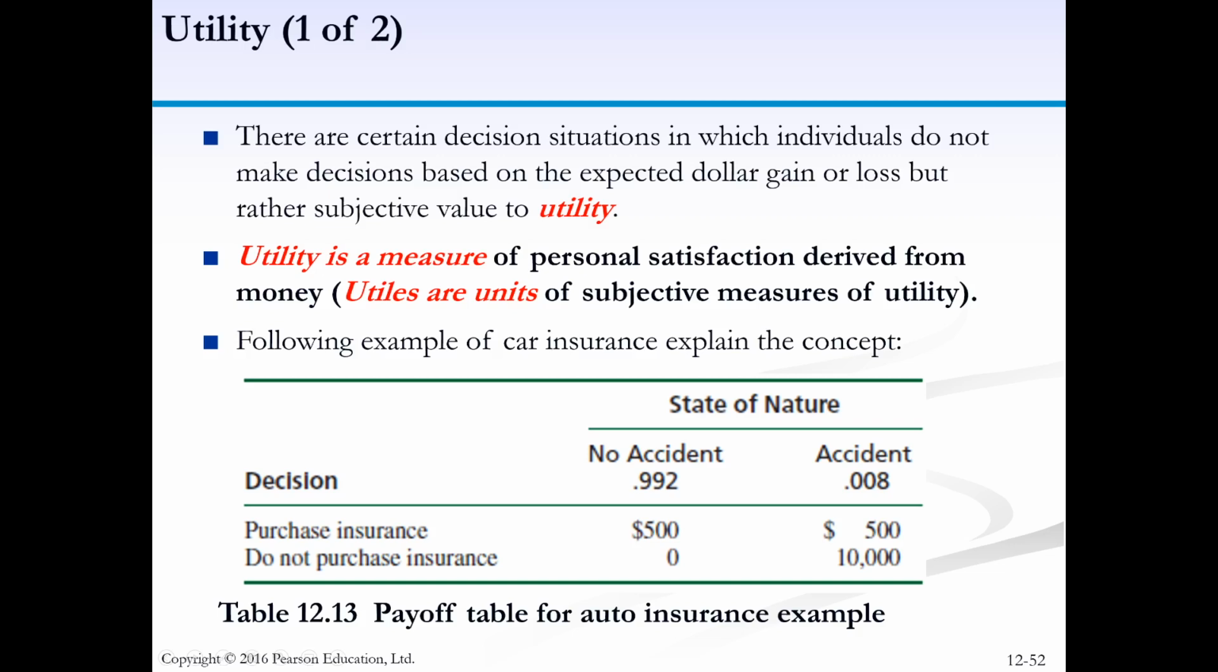So far we have done this. I have repeated all the lectures from slides now, and the last topic is utility. Now, there are certain decision situations in which individuals do not make decisions based on the expected dollar gains or loss, but rather subjective value or utility. Utility is a measure of personal satisfaction derived from money, or utiles are the units of subjective measures of utility. So utility is actually a personal satisfaction derived from money, and it is very subjective.